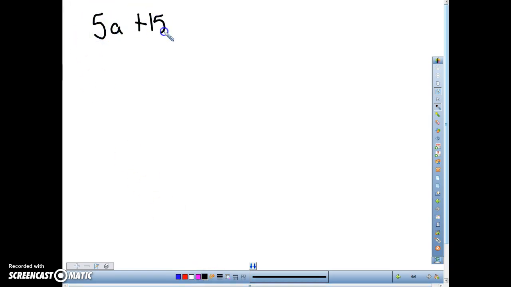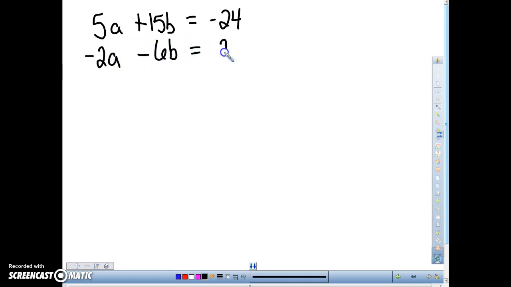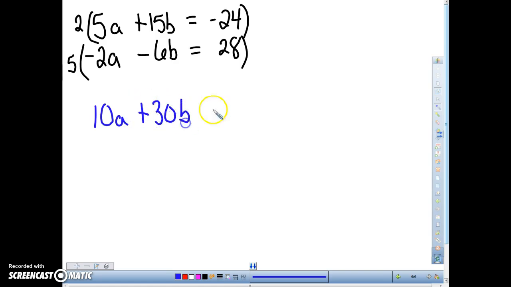5a plus 15b equals negative 24. Negative 2a minus 6b equals 28. So this one again, you can't multiply one of the numbers and get the other ones. So I'm going to work with the a's. In this case, multiply the top by 2 and the bottom by 5. We get 10a plus 30b is negative 48.